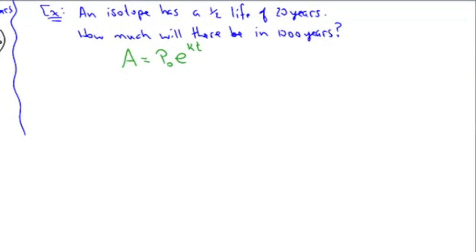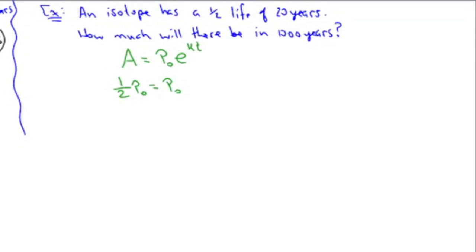What does A become then? 1/2 P sub 0. So you get a half P sub 0 over here and a P sub 0 over there. If you start with 100 kilograms, you end up with half of it, which is 50.